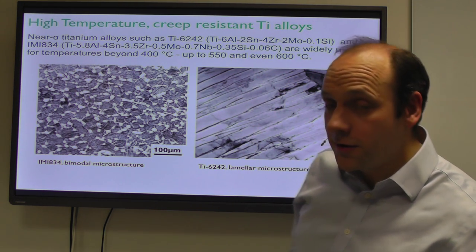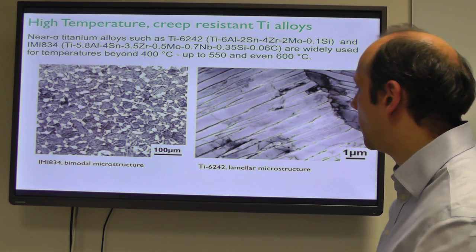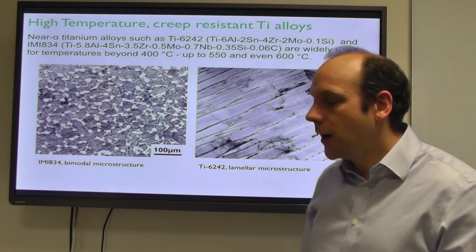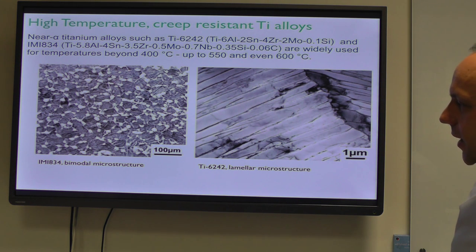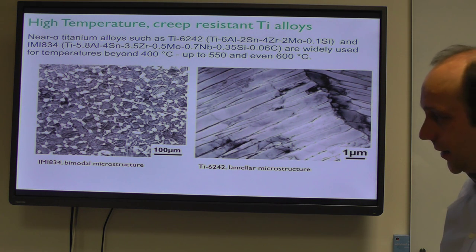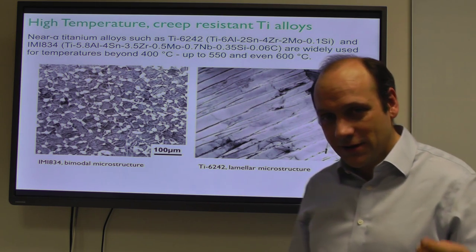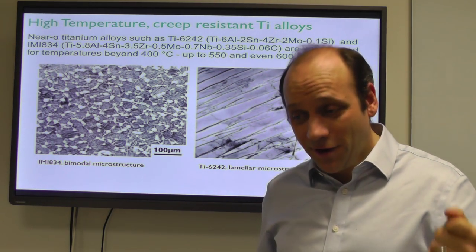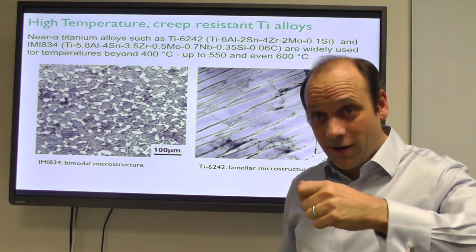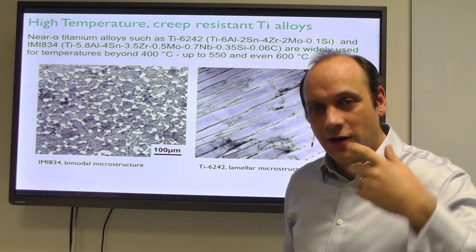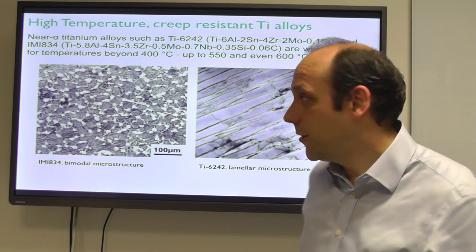And they're used for high temperature performance in compressor drums, where we want the material to have good creep resistance. And the reason we use near alpha alloys is that the diffusion rate in the alpha is 100 times lower than that in the beta. So the activation energy for dislocations to climb in creep is much higher, so their creep rates are much lower.